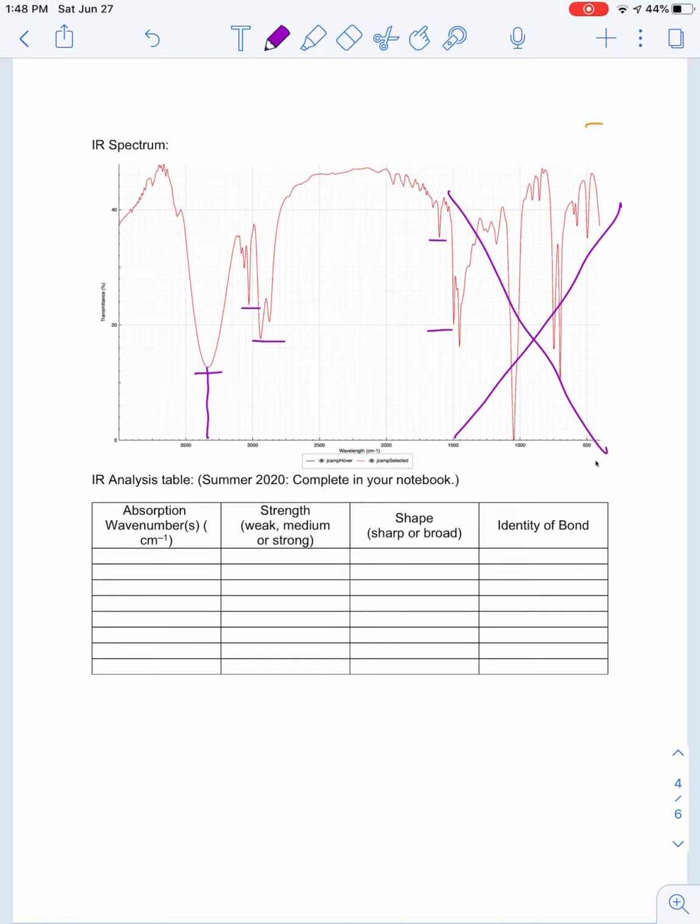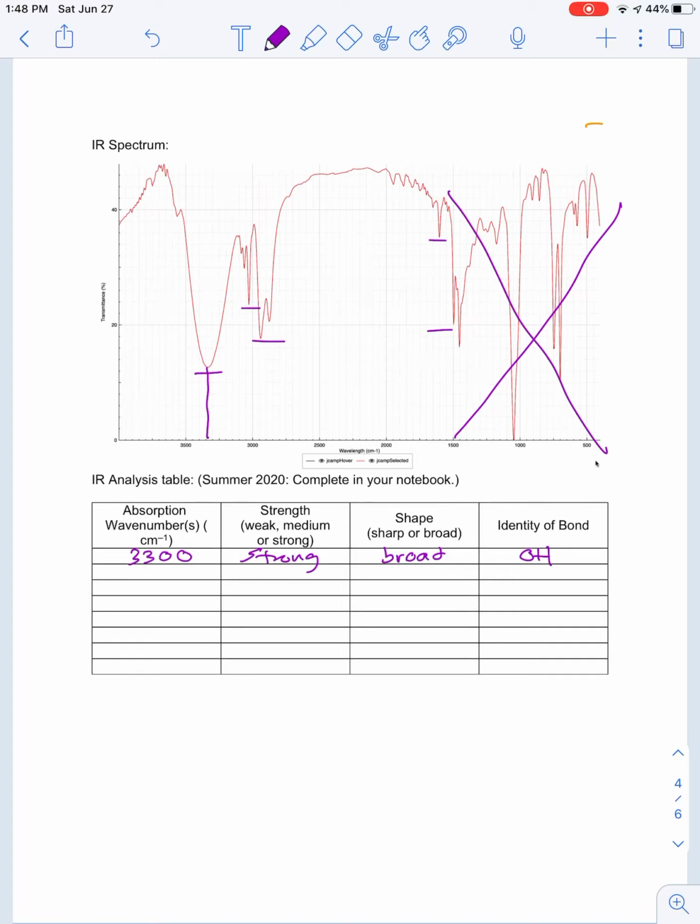So that's 3300-ish. If you have looked at either an online source or the videos that I've created for you, this would probably be in the strong category and broad. And the identity of the bond, if you look at a table, is going to be an OH. And we have an oxygen, so that makes sense.